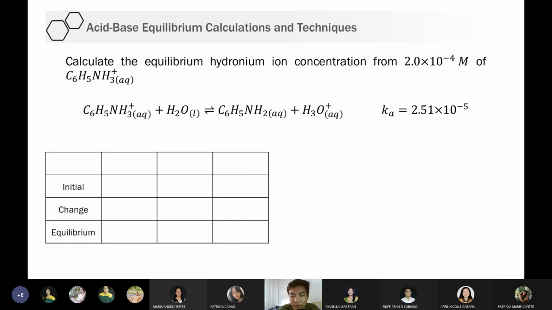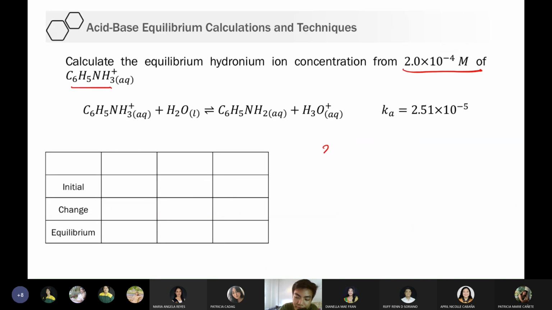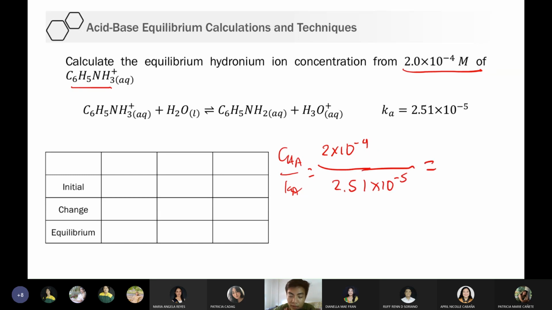How about this problem? Kaya ba natin to sagutan with the small x approximation? Tignan natin. So, looking at Ka, negative 5 yan. So, okay. Pero, check natin. If we divide the concentration of the acid, so ito yung acid natin, kapag dinivide natin yan sa Ka, is that greater than 1,000? Yun kasi yung pinaka-final say, no? Tignan natin kung yan ay greater than 1,000.